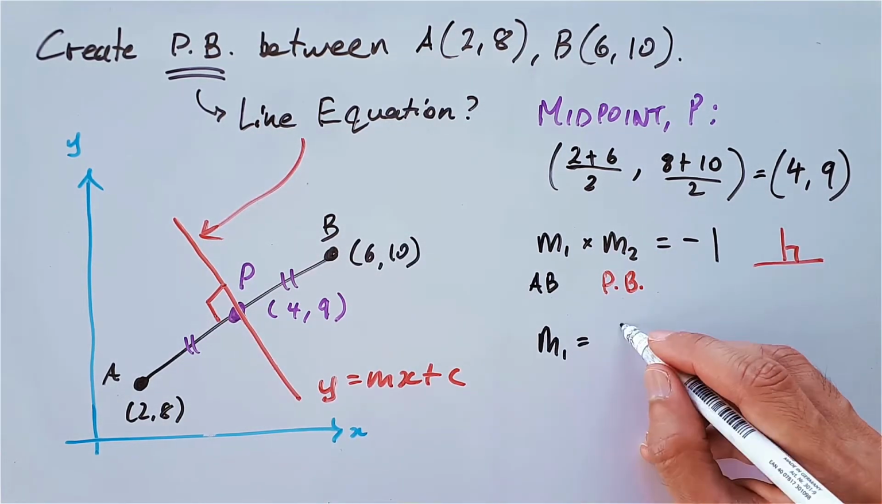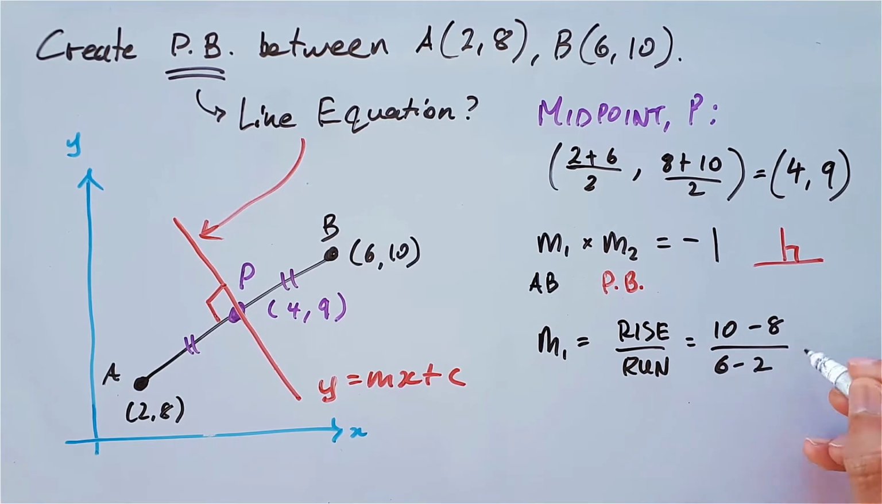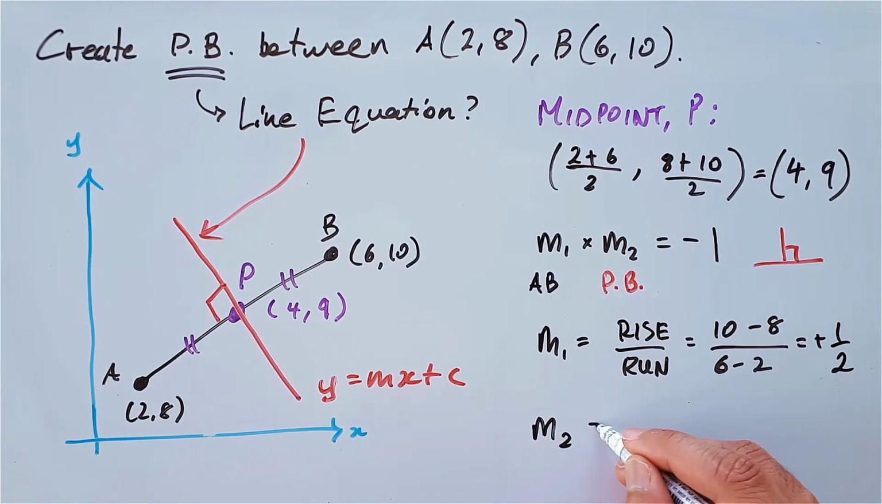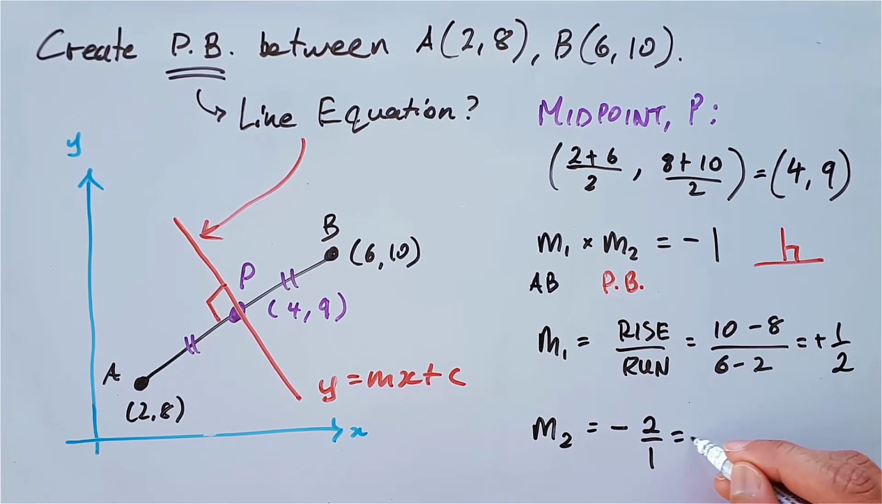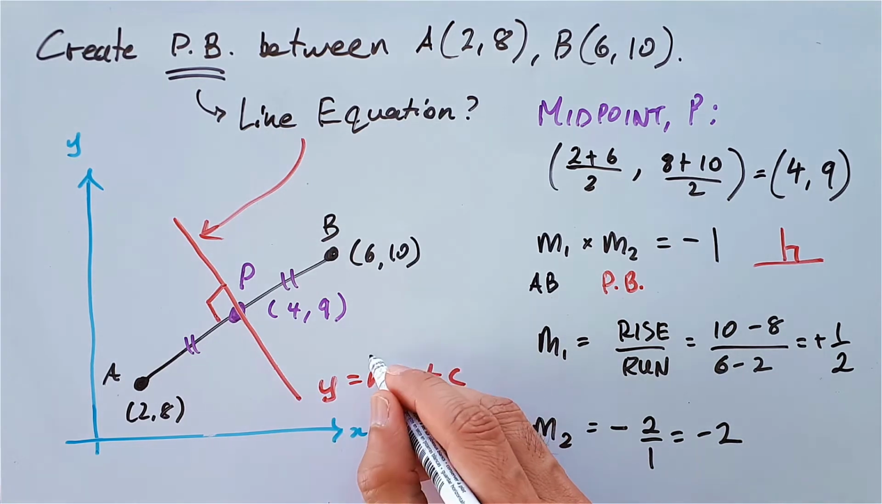Finding m1 is straightforward. Just use rise over run between the points A and B. This gives us a gradient of +1 on 2. To find m2, just flip this sign and flip these two numbers upside down. So m2 is -2 on 1 or just -2. So the gradient of our perpendicular bisector is -2.